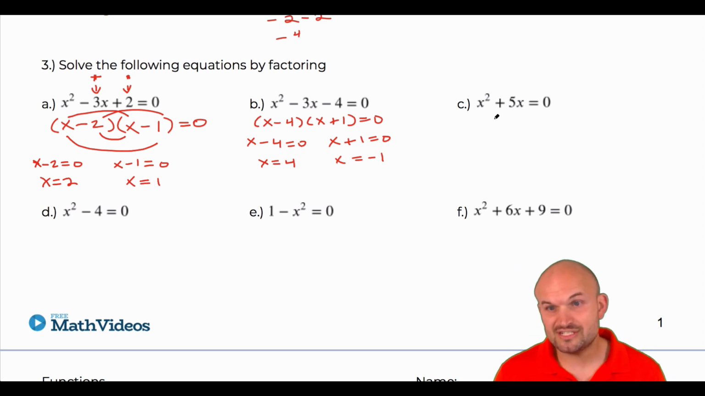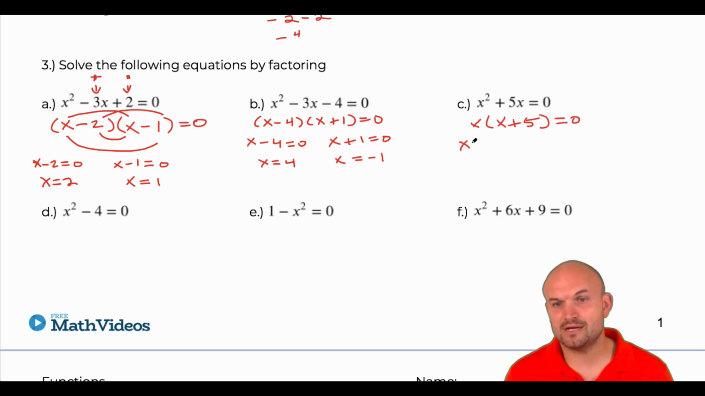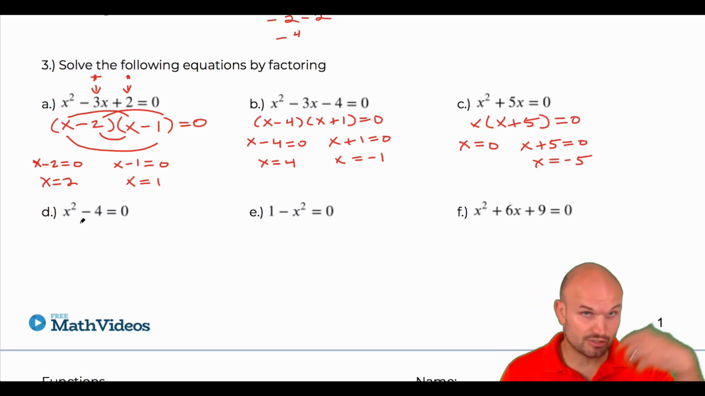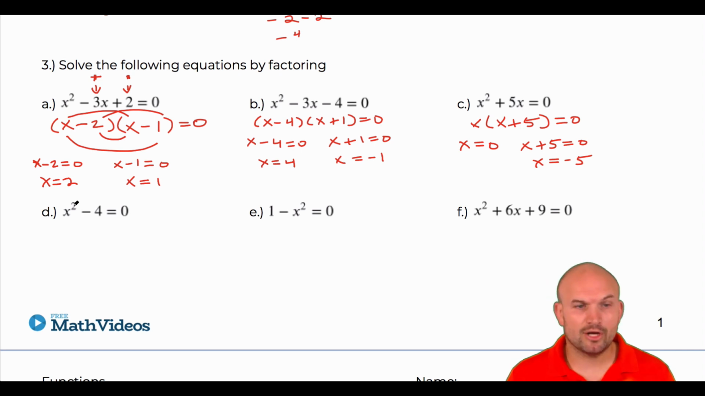So let's factor out the GCF. The GCF here is an x. So we have x times x plus 5 is equal to 0. So again, we can apply the zero product property. x equals 0, that's relatively simple. And then x plus 5 is equal to 0. So x equals -5.